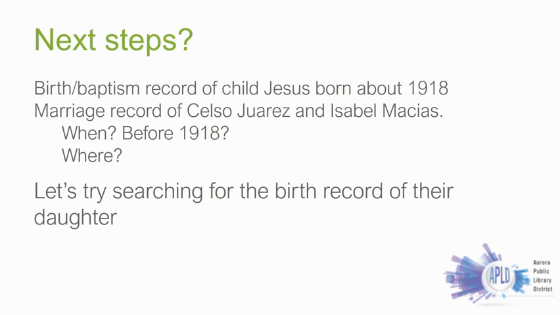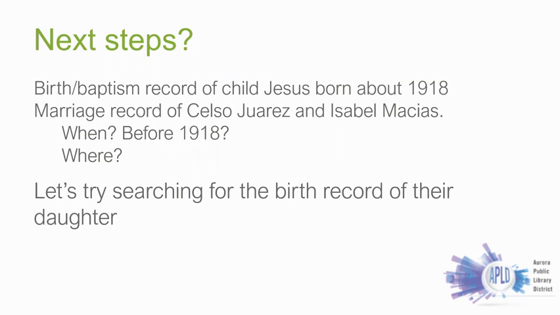We could also look for the marriage record of her parents, Celso and Isabel, probably before 1918, because that's when the daughter was born. Where? Not exactly sure. I would guess in the state of Zacatecas, maybe Aposol, because that's where they were, but maybe not.